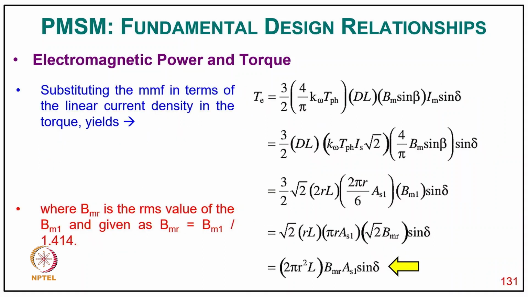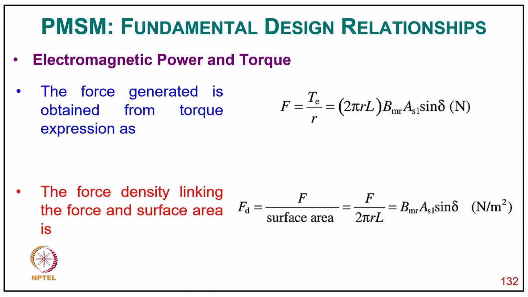Now substituting the MF in terms of linear current density in the torque yields typically T equal to 3 by 2, 4 by pi k_w T_ph d l B_m sin beta into I_m sin delta, 3 by 2 d l k_w T_ph I_s root 2, 4 by pi B_m sin beta sin delta, and that is equal to 3 by 2 root 2 r l 2 pi r upon 6 into A_s1 B_m1 sin delta, or equal to 2 root 2 r l pi r A_s1 root 2 B_mr sin delta, or equal to 2 pi r square L B_mr A_s1 sin delta, where B_mr is the RMS value of B_m1 and given as B_mr equal to B_m1 upon root 2.